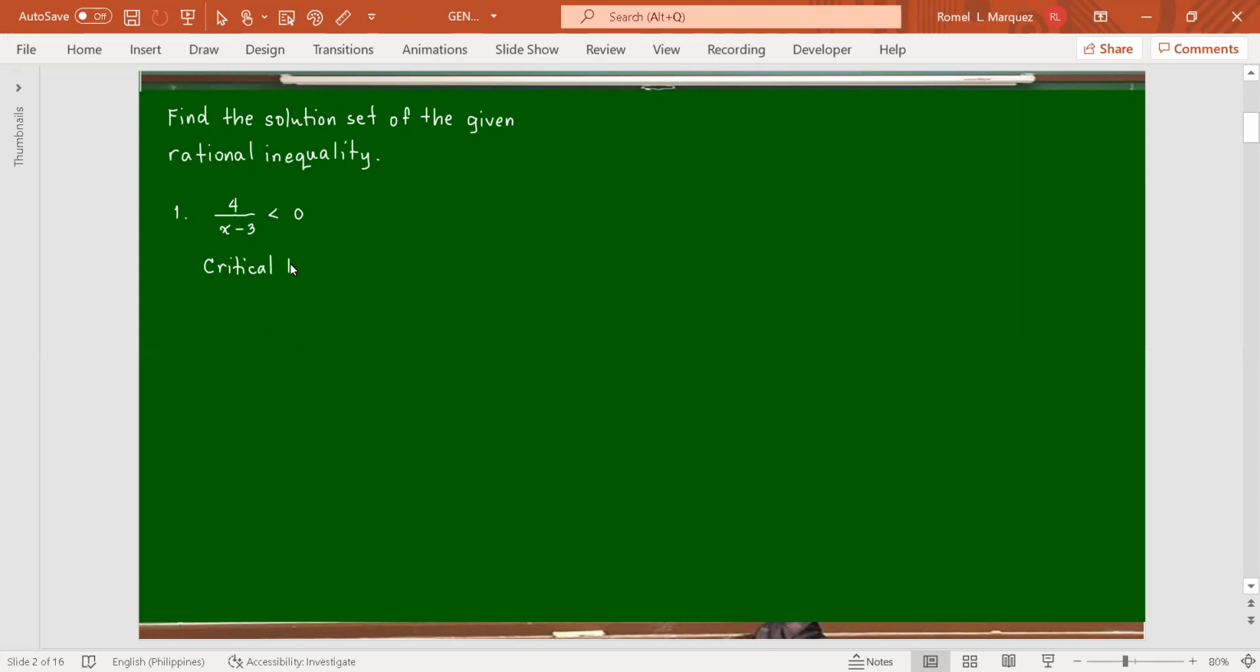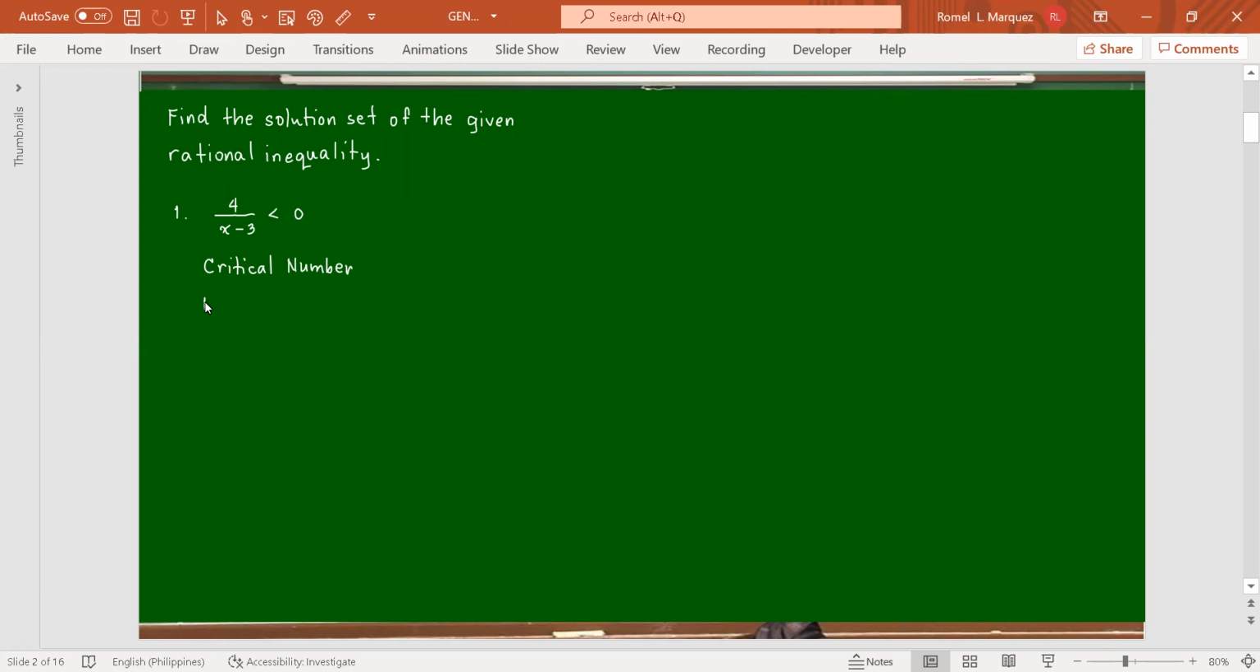Actually, there is only one, no? So we begin getting the critical number just in the denominator. No critical number in the numerator. Why is it that there is no critical number in the numerator? Because it does not contain any variable. Is that clear? So only the denominator.